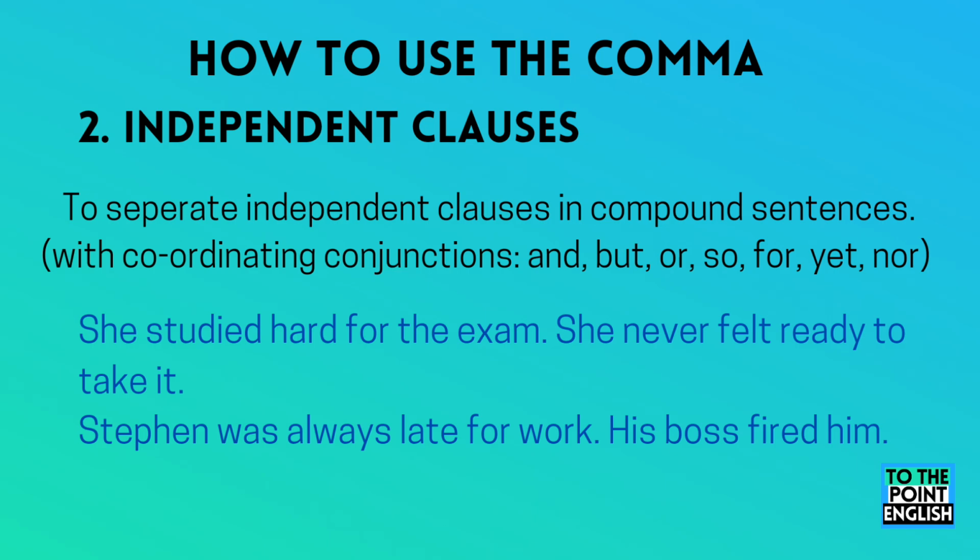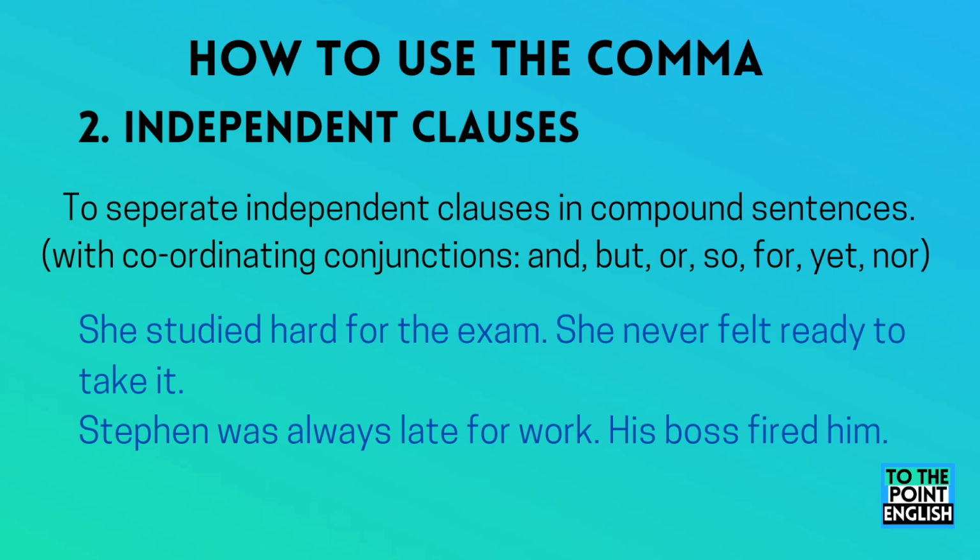Let's move on to the second way to use a comma in English writing. Independent clauses. So this is to separate independent clauses in compound sentences. Again, don't worry about the terminology, it's not that important. The examples will make it very clear, I think. And we use these with coordinating conjunctions. So these are words like and, but, or, so, for, yet, and nor.